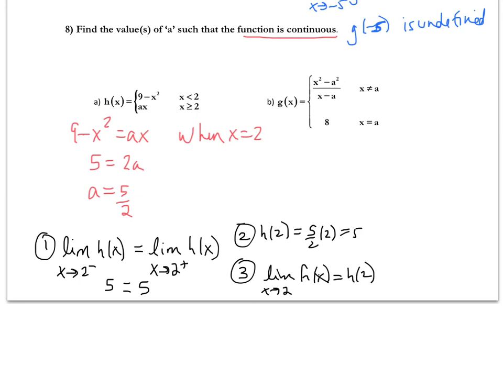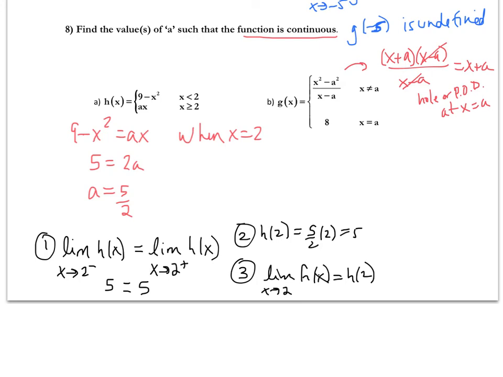Alright, if we look at the next problem, we happen to have a rational function. So if we were to factor this numerator, that would give me x plus a, x minus a, over x minus a. And we know that these x minus a's are going to cancel, so the function is just going to look like x plus a. However, there will be a hole or a point of discontinuity at x equals a.